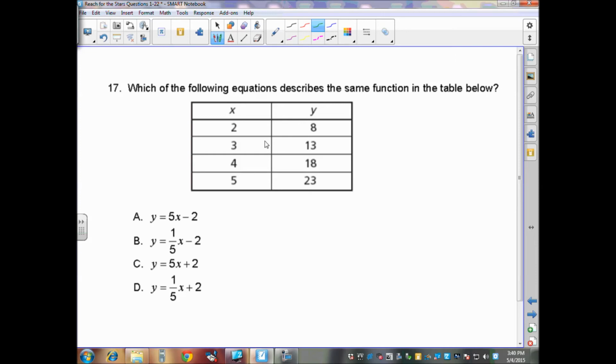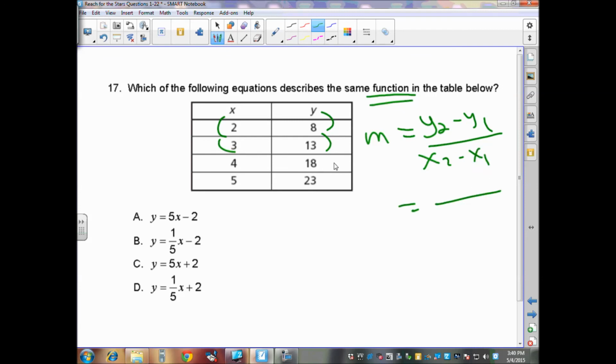We want to know which function this is. First of all, anytime they say find the function, you want to find the rate of change. So let's use these 2 points. We know our rate of change is y2 minus y1 over x2 minus x1. We plug in 13 minus 8 over 3 minus 2. That's 5 over 1. We know the rate of change is 5, so we know it's either A or C.